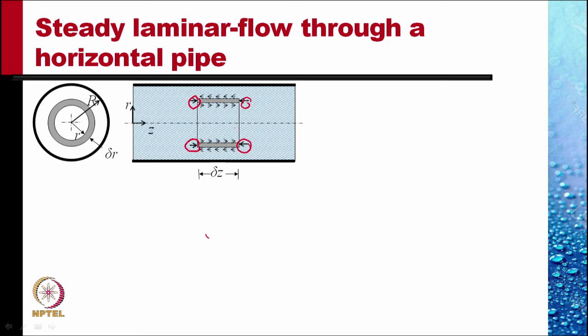On the inner surface, the shear stress would be towards the right, because fluid inside this ring would be moving faster than this fluid, so the shear stresses would tend to pull it towards the right. But the shear stresses on the outside would be to the left, trying to slow it down.